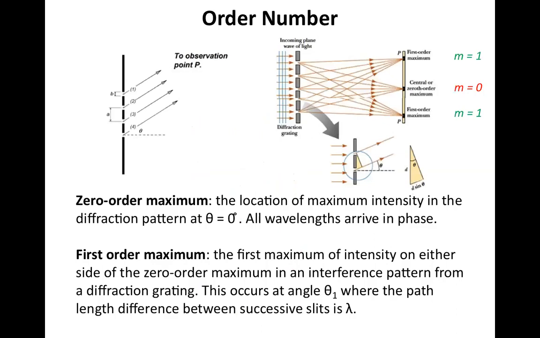Zero order maximum is the location of the maximum intensity in the diffraction pattern. All wavelengths arrive in phase. We've got the first maximum of intensity on either side of the zero order maximum in an interference pattern from a diffraction grating. So here we have the zero order maximum, and then we have first order maximum and first order maximum on the other side.